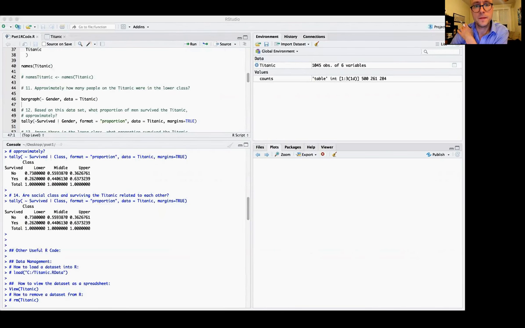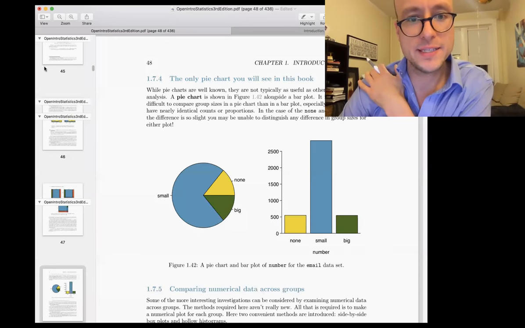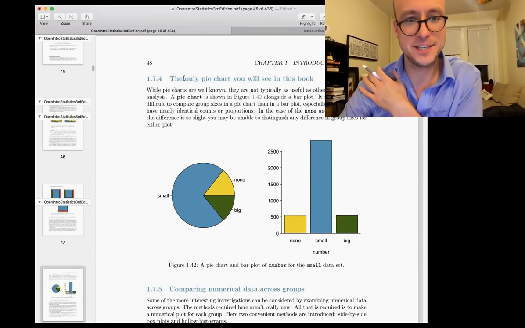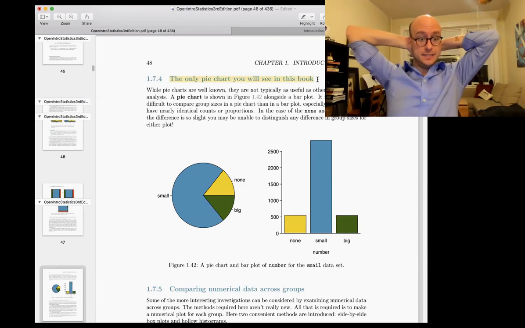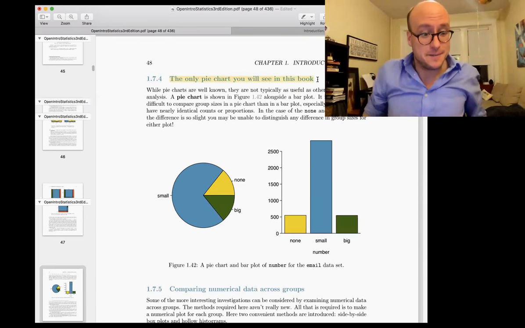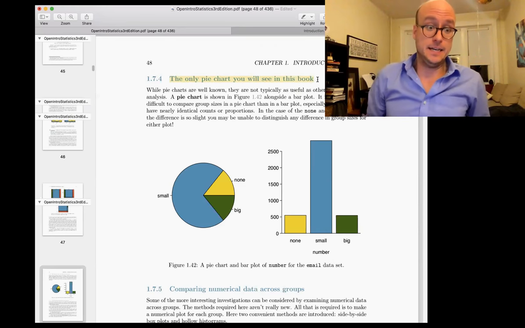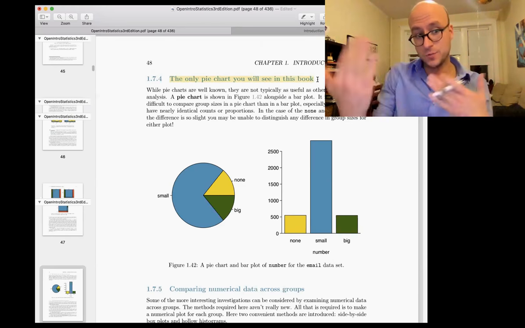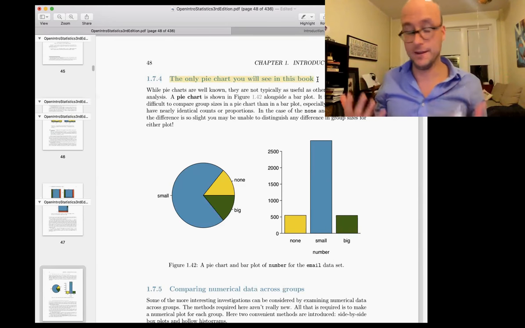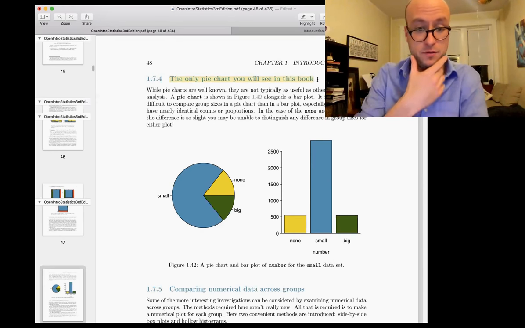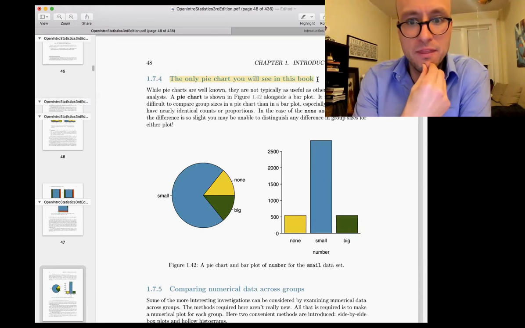I'm going to stop the share and I'll add a new share. There we go. So this is page 48. As they say rather facetiously, the only pie chart you'll see in this book. Well, it's really fascinating, right? If you work in business, if you work for funders, if you work at any interface with people outside academia, pie charts are kind of our lingua franca. I've worked and presented pie charts before. But what's the problem with a pie chart?